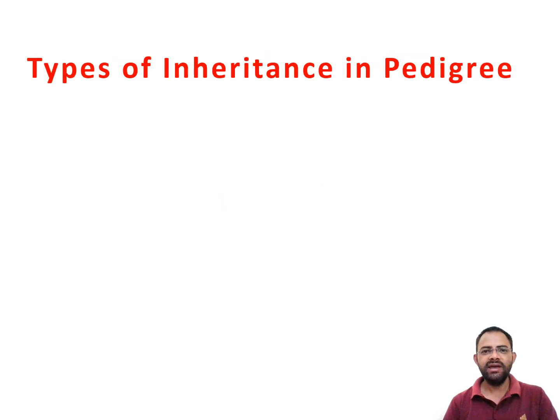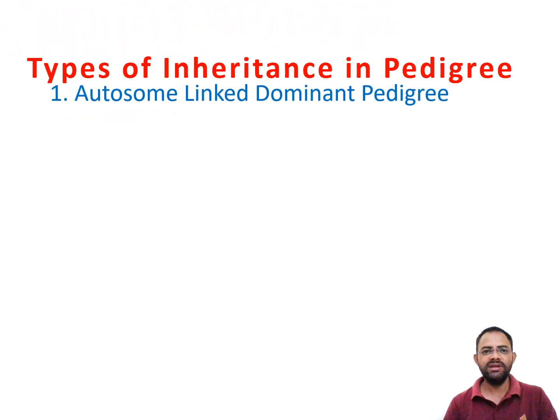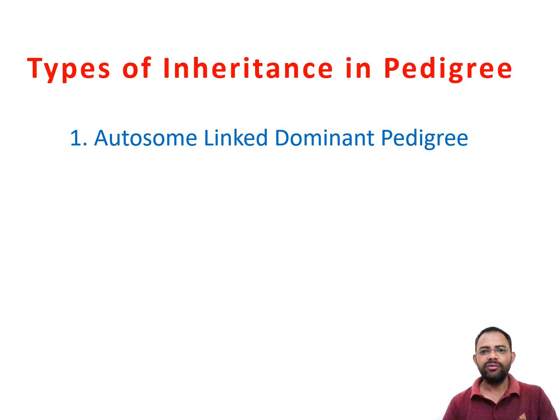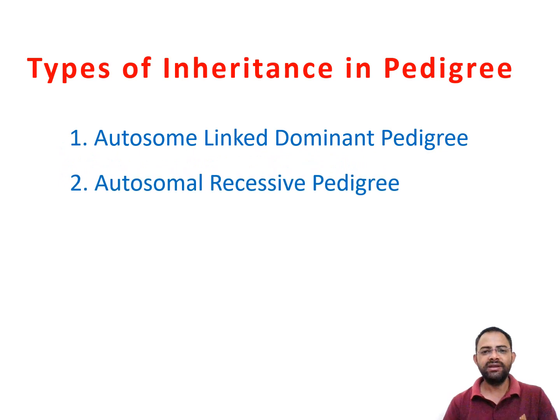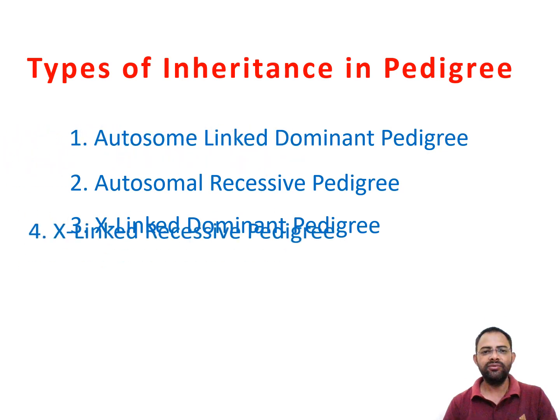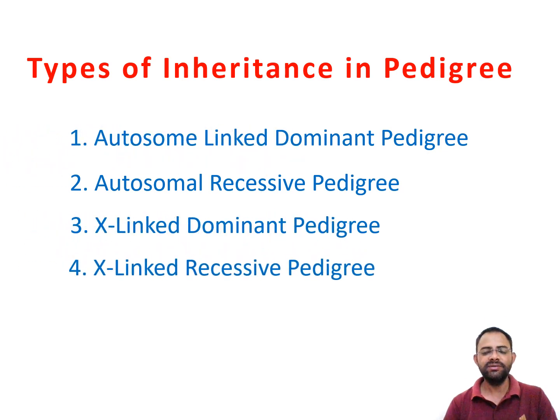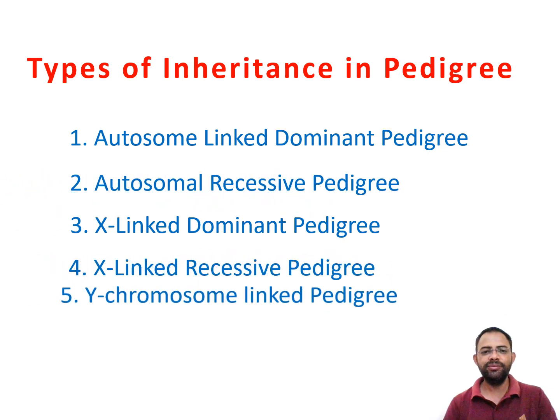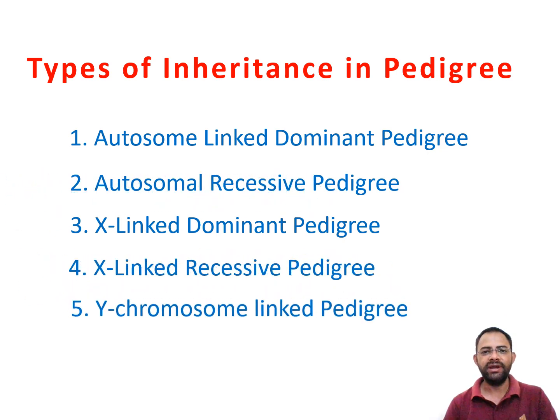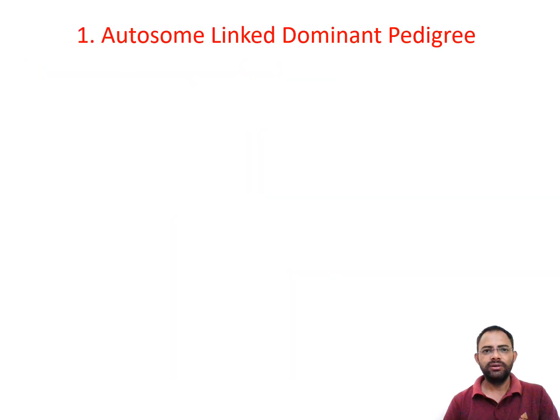The next is types of inheritance in pedigree. In pedigree, five inheritance patterns have been identified. The first one is autosomal linked dominant pedigree. The second one is autosomal recessive pedigree. The third one is X-linked dominant pedigree. The fourth one is X-linked recessive pedigree, and the fifth one is Y chromosome linked pedigree. Now the first one is autosomal linked dominant pedigree.